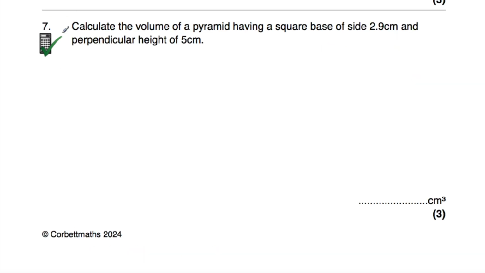Okay, let's look at our next question, question number 7. Question number 7 says, calculate the volume of a pyramid that has a square base of side length 2.9 centimeters and a perpendicular height of 5 centimeters. So the volume is equal to a third the area of the base times the height. The area of the base, well, it's a square base pyramid, so the area would be 2.9 times 2.9, so 2.9 multiplied by 2.9.